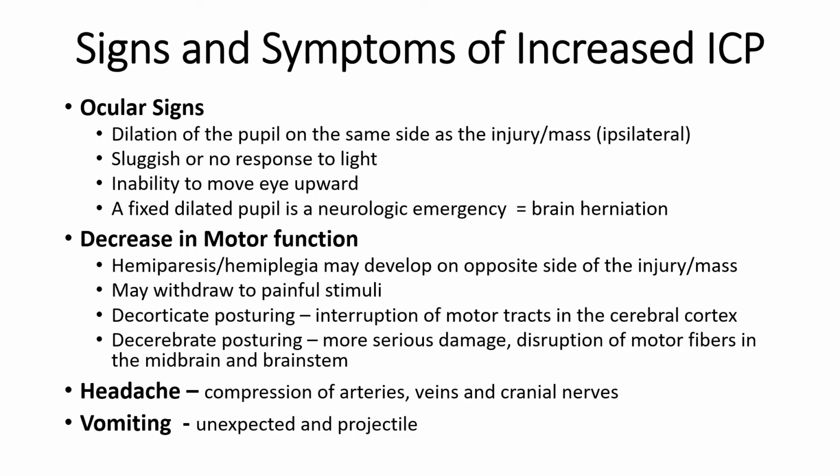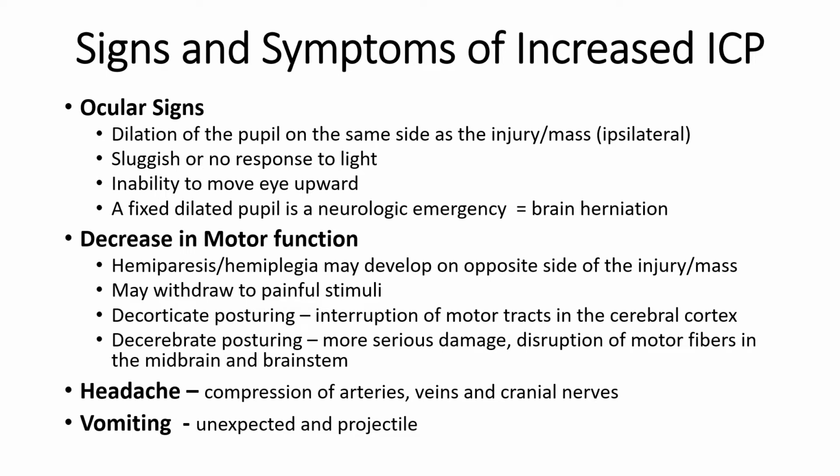They'll have the inability to move the eye upward or at all. And when we see a fixed dilated pupil, that's a neurological emergency, which means brain herniation. Do we remember what cranial nerve is the ocular motor nerve? That would be cranial nerve 3.